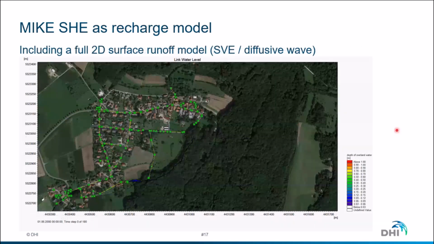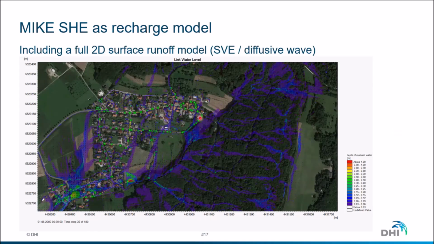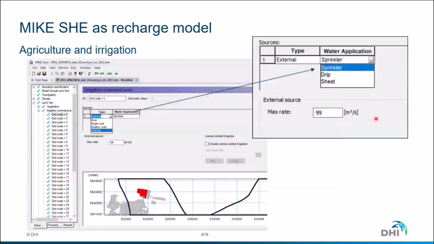Now, also interesting, we have really a full 2D overland flow module that allows you to simulate also direct runoff processes, which is very important if you have a steep hill slope or very heterogeneous topography surface. For example, here you have a kind of mountainous region where you have strong runoff processes that lead to focused recharge zones at the valley edges. So you can also capture that with MikeShe.